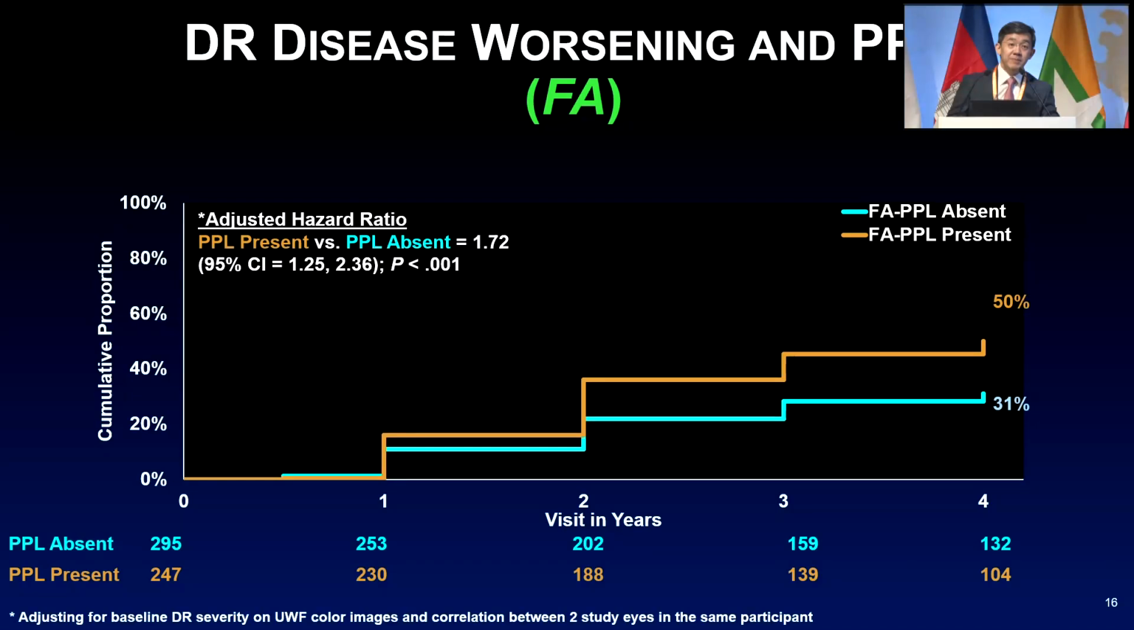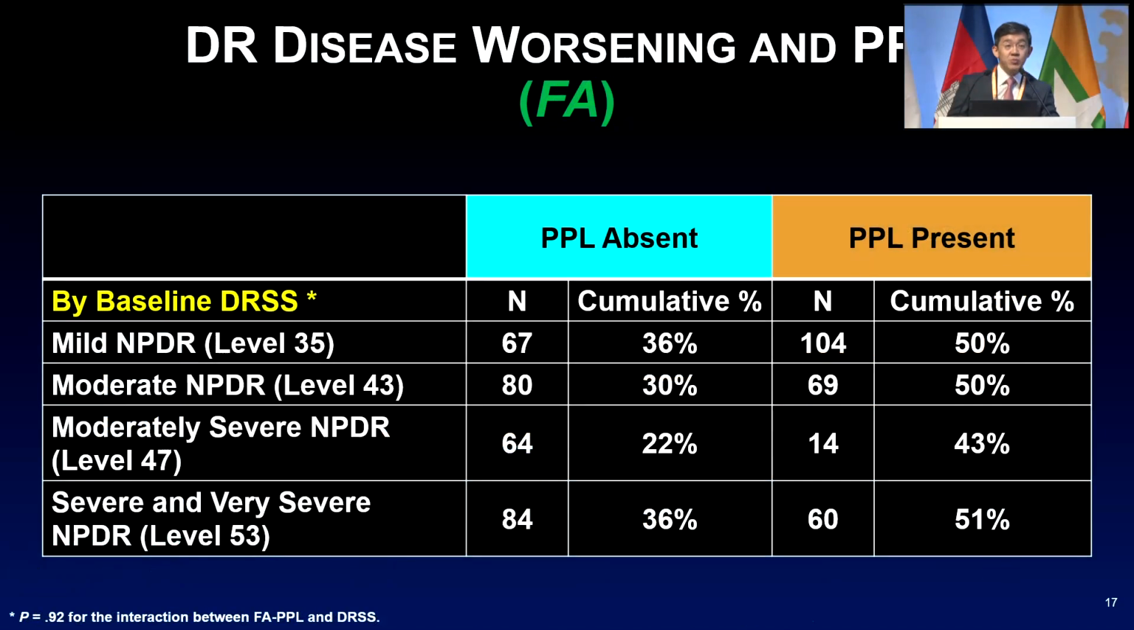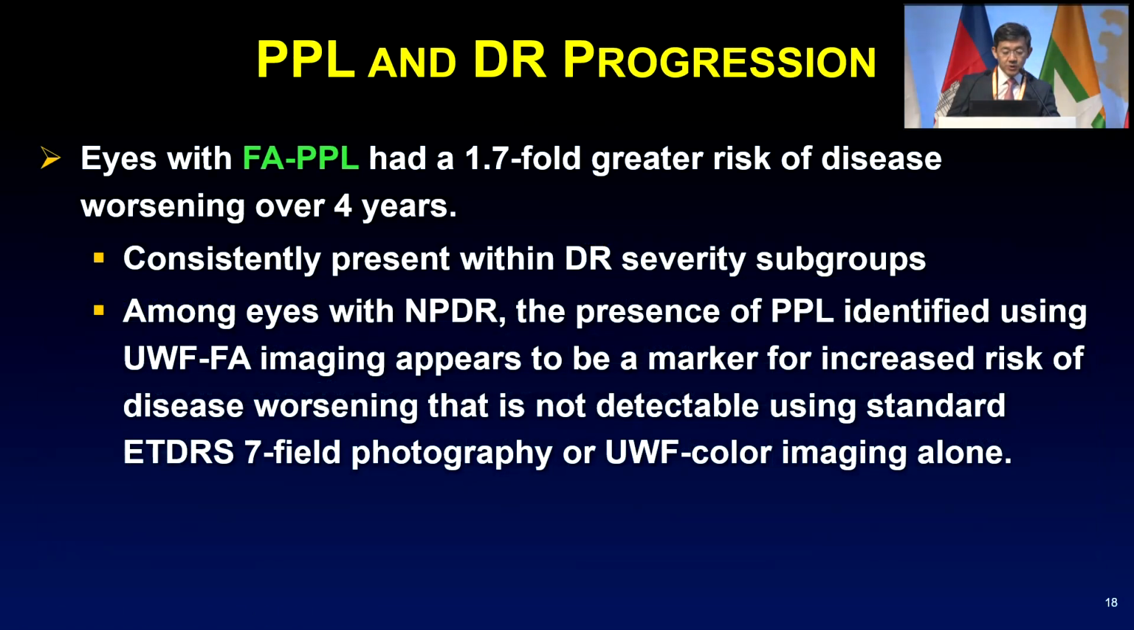And you can see when PPL by FA was present, the risk for DR progression was much higher. And this was consistent across all DR severity subgroups. So in the AA cohort, eyes with PPL by FA had a 1.7-fold greater risk of disease worsening over 4 years. This was consistently present across all DR severity subgroups. Among eyes with NPDR, the presence of PPL identified using ultra-wide field FA imaging appears to be a marker for increased risk for disease worsening that is not detectable using standard ETDRS photography or ultra-wide field color imaging alone.